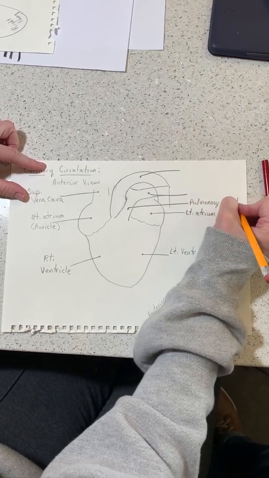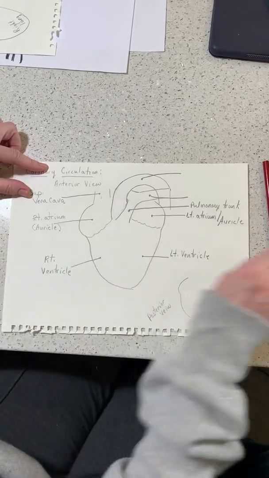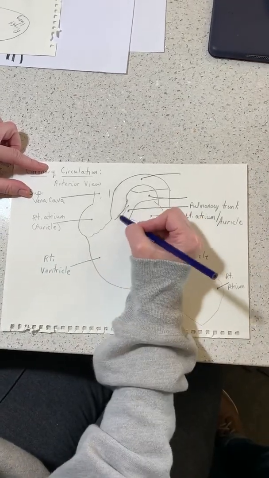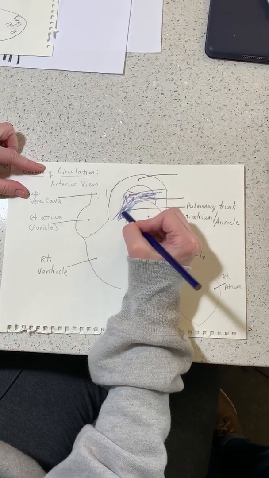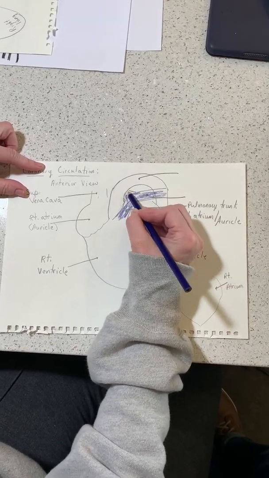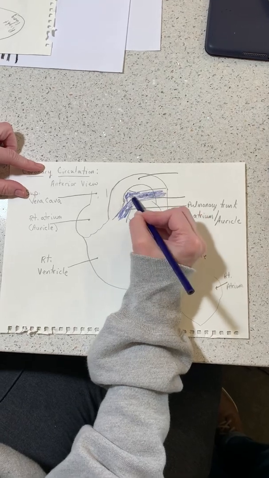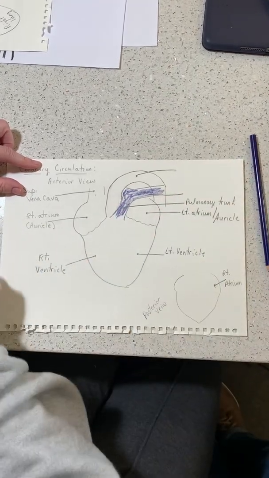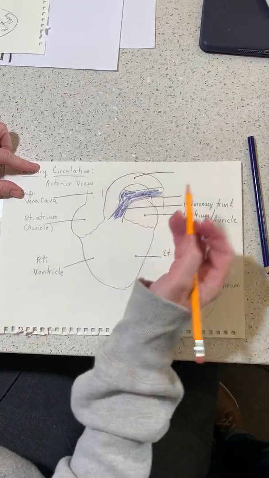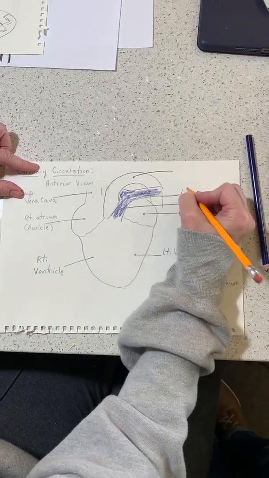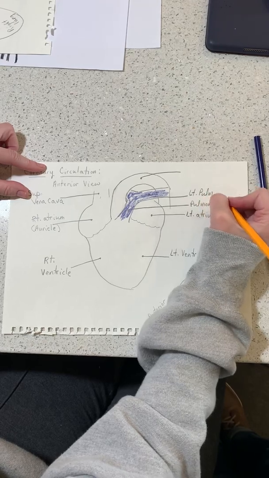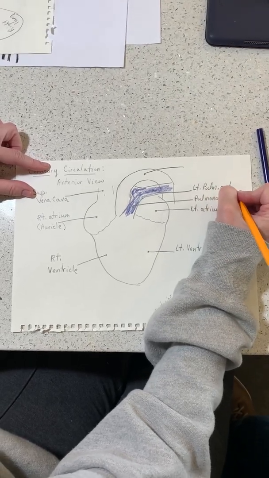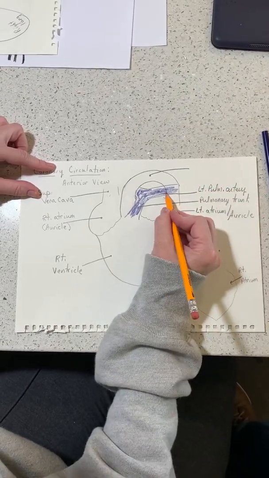Recall from the pulmonary circulation that the pulmonary trunk carries deoxygenated blood, so it is blue, all right? And it branches into the pulmonary arteries. I've only put a pointer on the one on this side, so that's going to be the left pulmonary artery. I'm abbreviating. Carrying deoxygenated blood to the lungs.